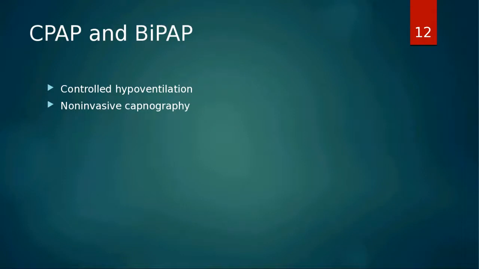So with a BiPAP, it works similarly to CPAP, but it's just a little bit different. So your patients who have respiratory insufficiency, with BiPAP, it allows you to set a separate level of inspiratory pressure versus expiratory pressure. So it's bi-level.